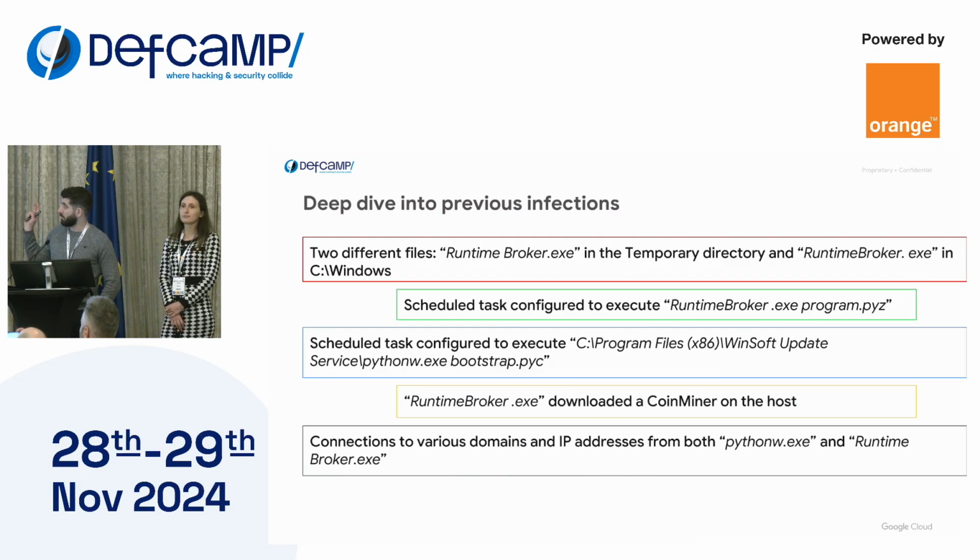From there, we've seen two files named Runtime Broker, one with a space in between Runtime and Broker, and one at the end. We identified additional files. The program PyZ is like an archive file of Python scripts, and the bootstrap PYC file. In one of our infections, we've seen the malware dropping CoinMiner, which Diana will touch more on later.